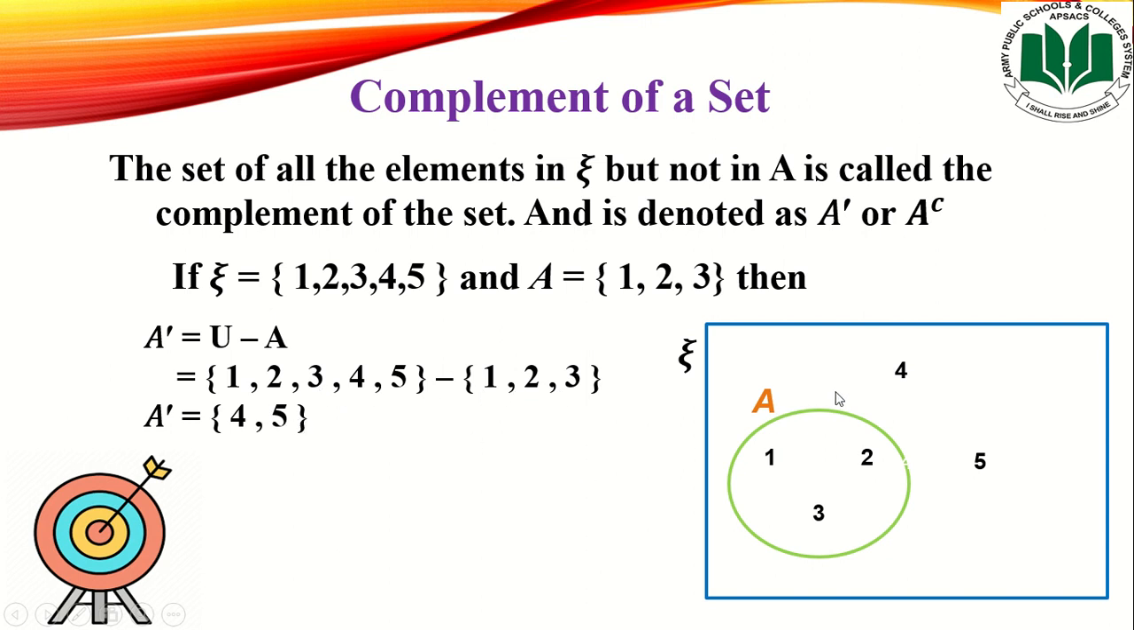We see from the Venn diagram here that A is 1, 2, 3 and the universal set contains all the elements 1, 2, 3 and also 4, 5. A complement is a set which contains the elements which are not in A, and we see that 4 and 5 are the elements which are not in A.